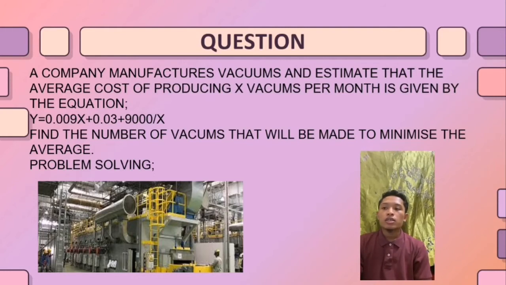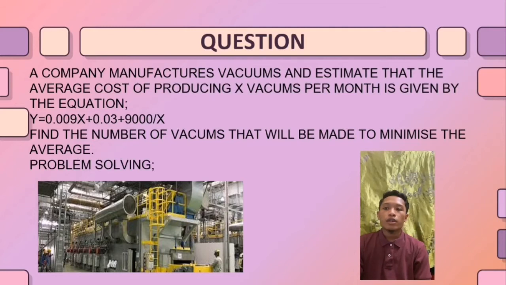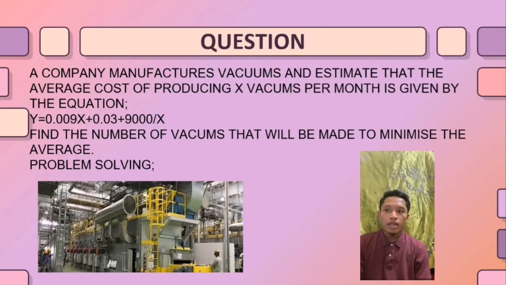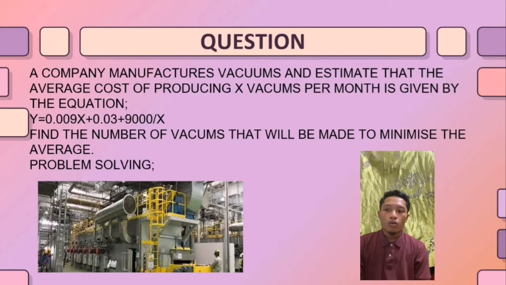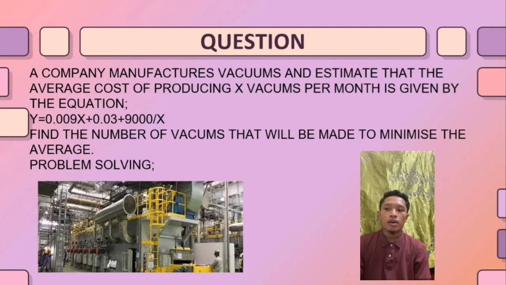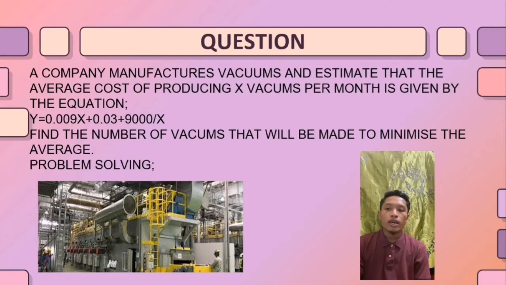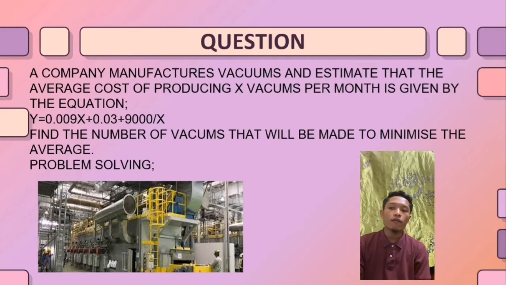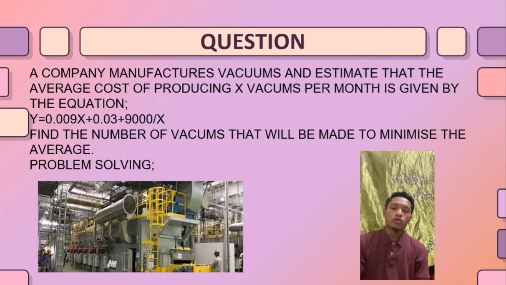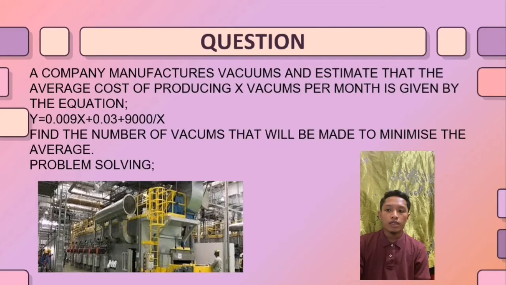The question is: a company manufactures vacuums and estimates that the average cost of producing x vacuums per month is given by the equation y equal to 0.009x plus 0.03 plus 9,000 over x. So the question is, find the number of vacuums that will be made to minimize the average cost.